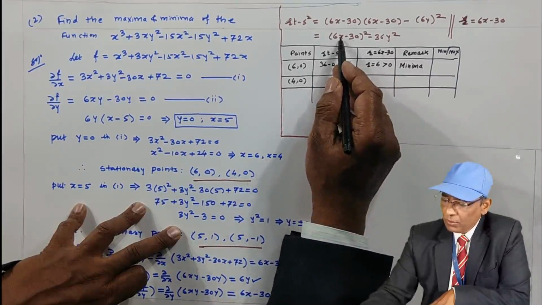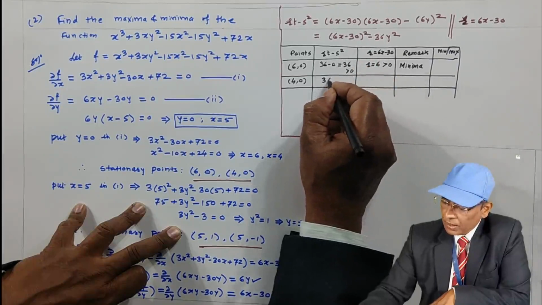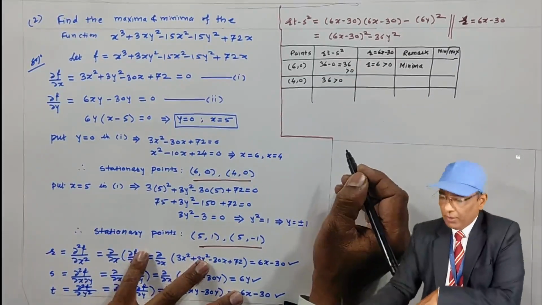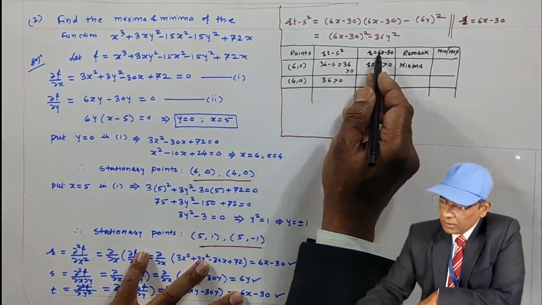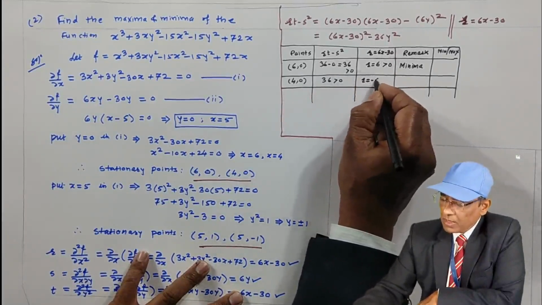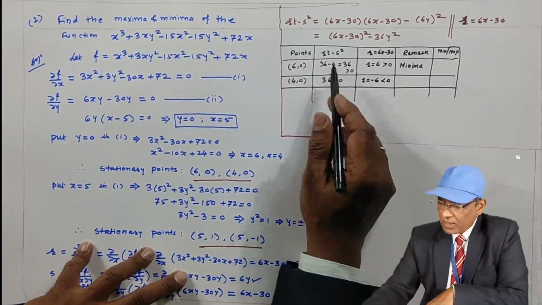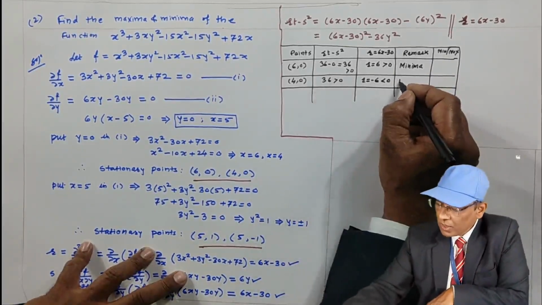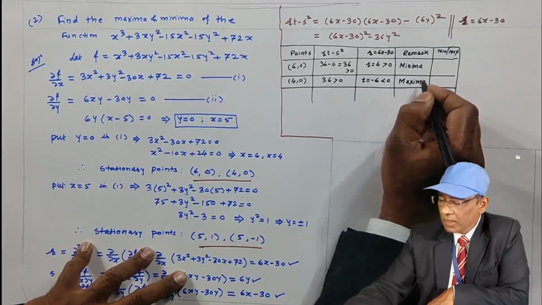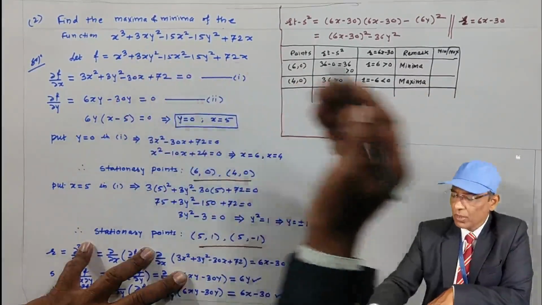If you put x equal to 4, 24 minus 30 is minus 6, and minus 6 square is 36. It is greater than 0, because y is 0. Value of R: x equal to 4, 24 minus 30 is minus 6. R is minus 6, which is less than 0, negative. If RT minus S square is greater than 0 and R is less than 0, the function has a maximum. And for the maximum value, put x equal to 4 and y equal to 0.